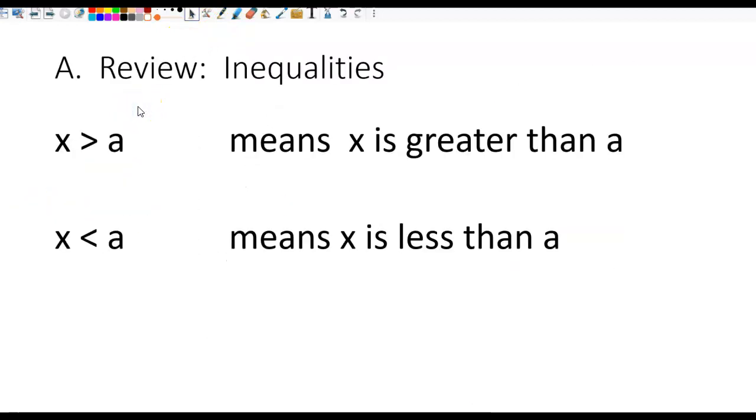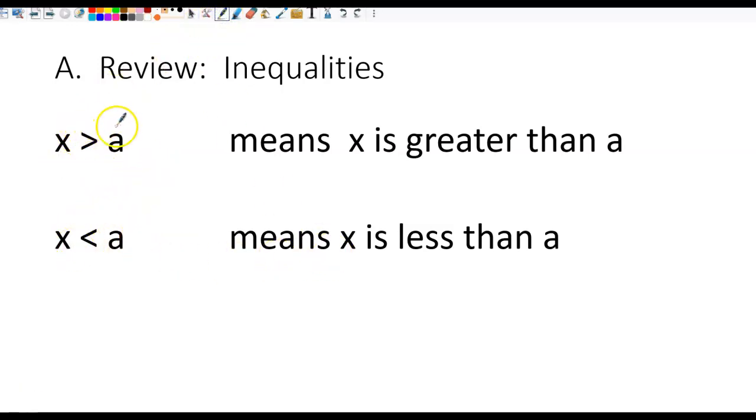Now, before we begin, I want to review inequalities for you guys. This symbol here means that x is greater than a. Now, technically, if x is greater than a, you could say that a is less than x, so it kind of means the same thing. But the way we read it is from left to right. x is greater than a. And this one down here means x is less than a.